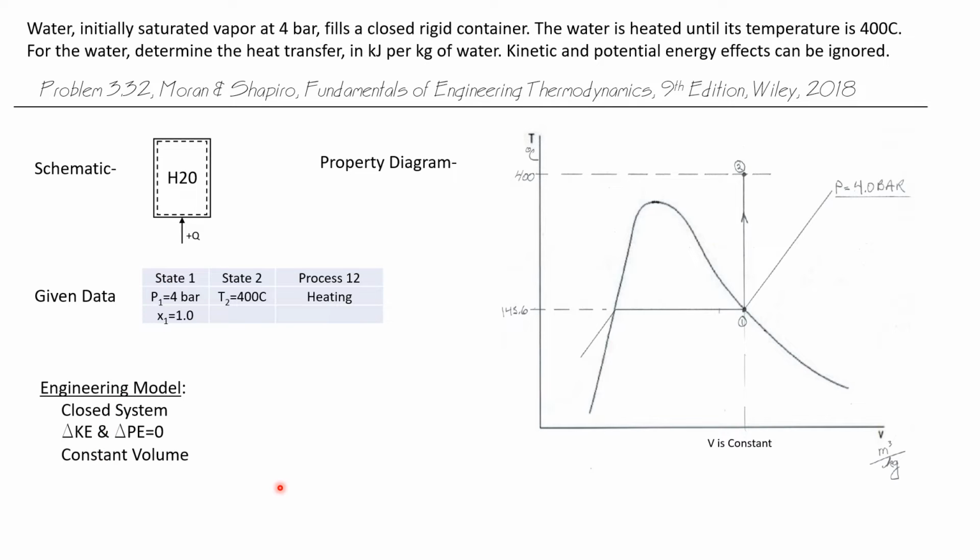We'll model this as a closed system, ignoring any changes in kinetic and potential energy, and it is a constant volume process. And we want to find Q over m, which we often write as a small q. It's the heat transfer of energy into the system in kilojoules per kilogram of water.